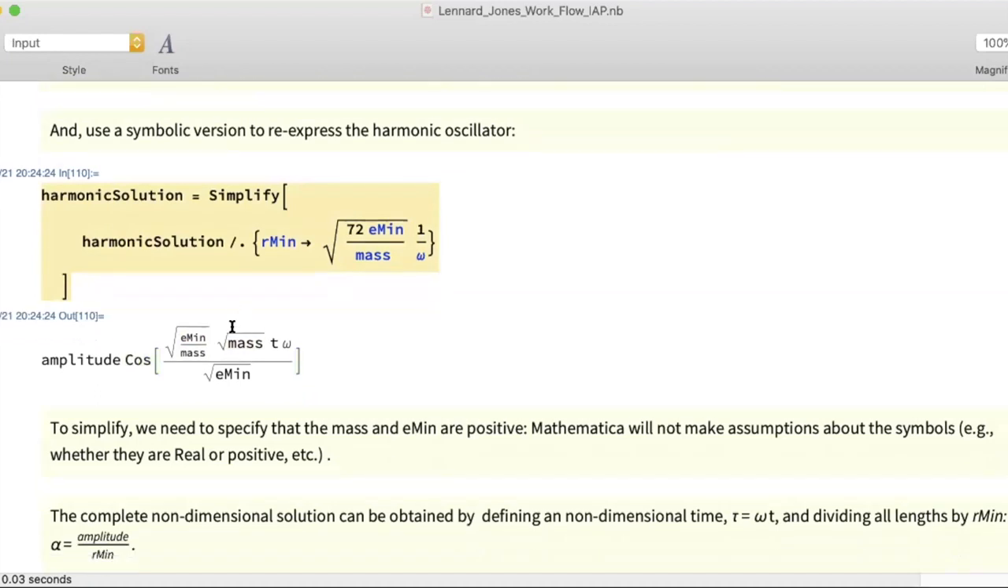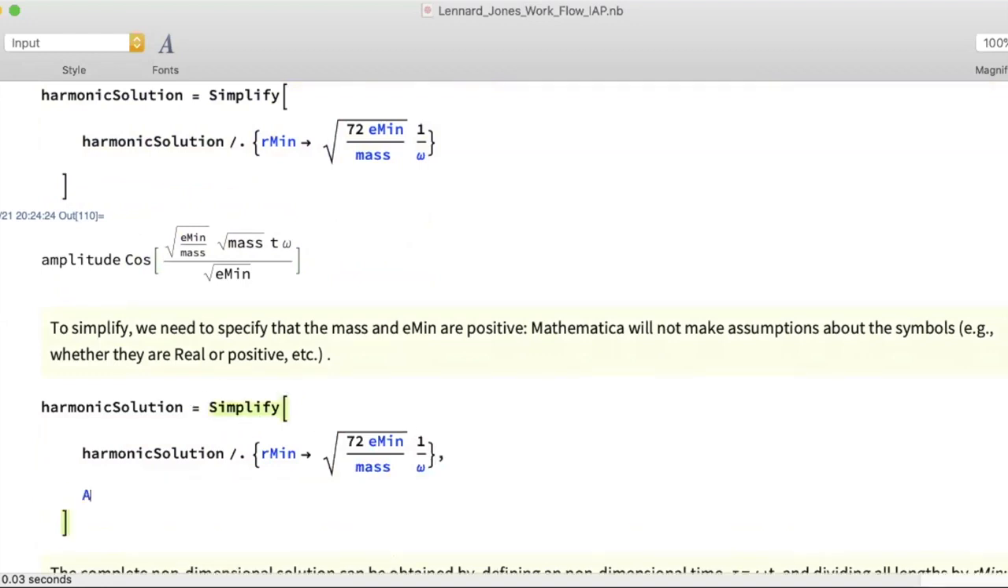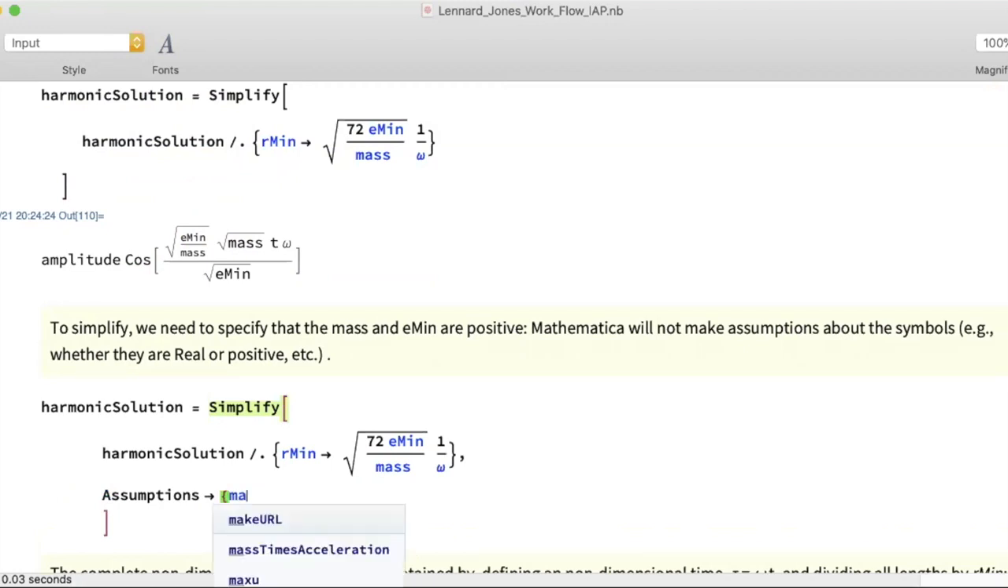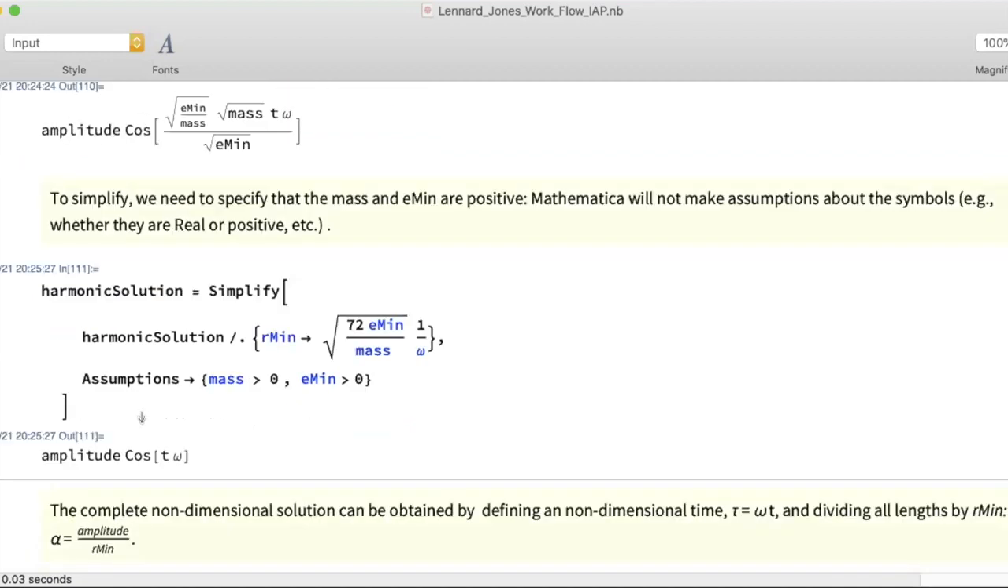Mathematica probably shouldn't know that this symbol or this string mass means something that should be greater than 0. So what I'm going to do is just add an assumption to this, an Assumptions option, and I'm going to say that mass is greater than 0, and that E min is greater than 0. I simplify that and I get something that looks very simple.